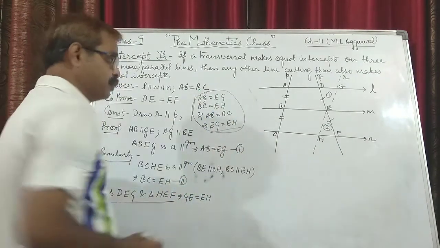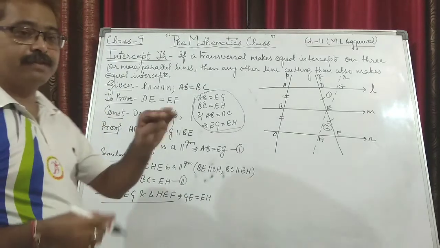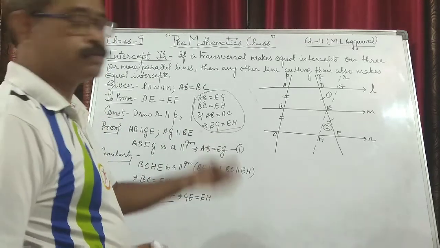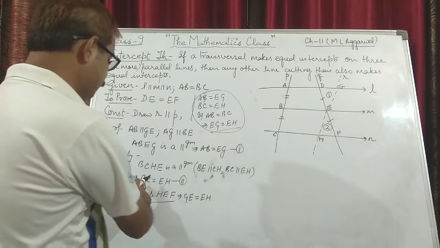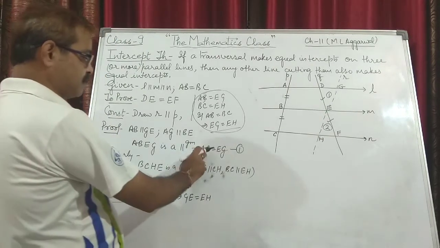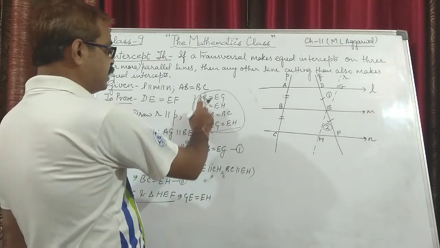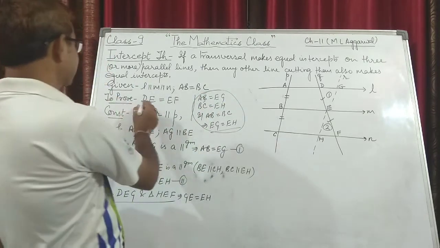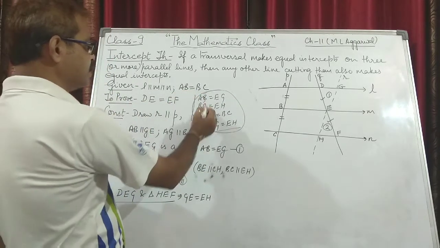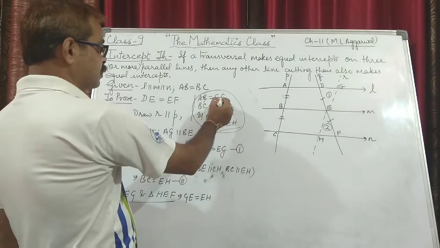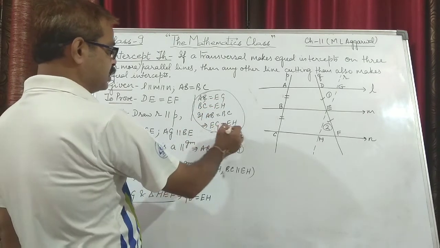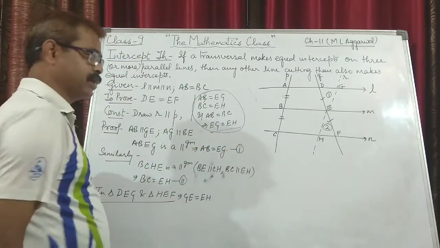This is important. You need to remember everything, why something happens and because of what reason. So here we prove that BC is equal to EH and here we prove that AB is equal to EG. Now AB and BC are equal since it is given that AB is equal to BC. So obviously EG and EH will be equal. That is why EG is equal to EH.